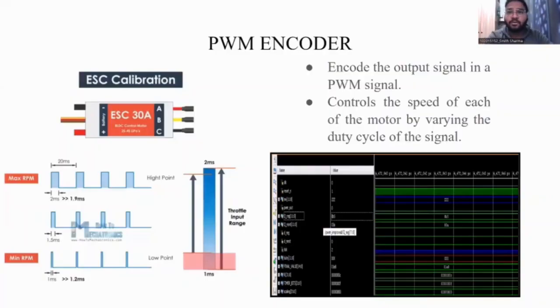Now, in the PWM encoder, the main objective of this module is to encode the output signal received from the FPGA in a PWM format. The signal is sent to the electronic speed controller as it uses a PWM protocol for communication. The electronic speed controller, as its name suggests, is used to control the speed of the motor by interpreting the signal received from the flight controller and controlling the speed of each motor by varying the duty cycle of the signal. The PWM signal generated should have a width of 1 to 2 milliseconds, where a width of 2 milliseconds shows 100% throttle and 1 millisecond shows throttle of approximately 0%. Here we have a behavioral simulation of the PWM encoder.